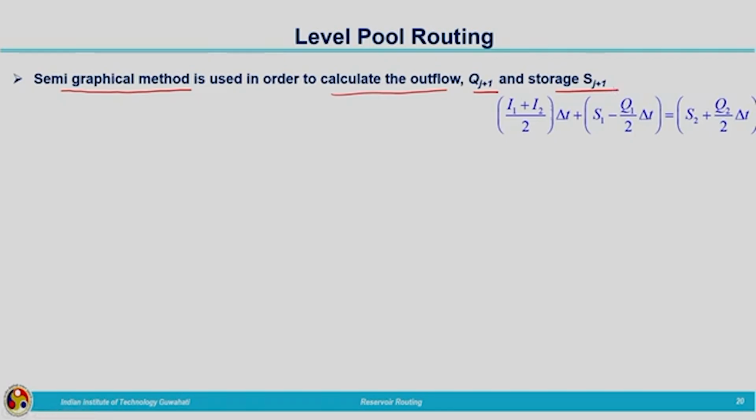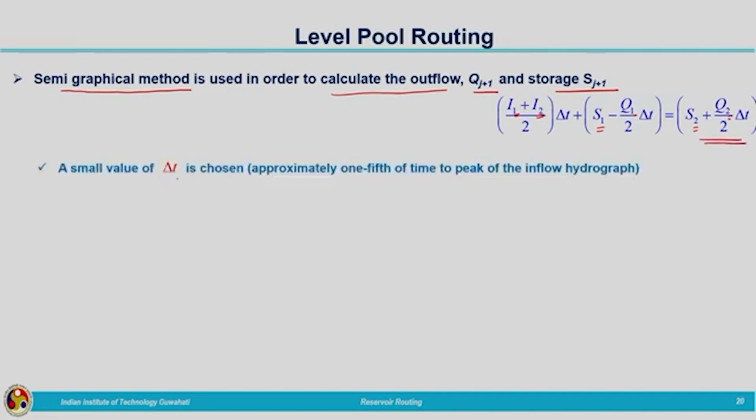Instead of Ij plus 1, I have taken it for the beginning, (I1 plus I2)/2, S1 minus Q1/2, S2 plus Q2/2. S2 and Q2 are unknown. Look at the equation: I1, I2 are known to us, the complete inflow hydrograph is there, and S1 and Q1 corresponding to the initial condition, storage and discharge, are known to us. So, this left hand side can be computed, that is equal to the right hand side represented by the indicative discharge.